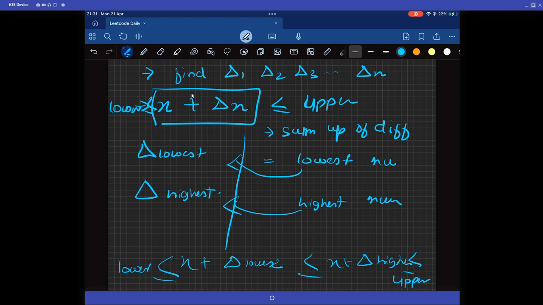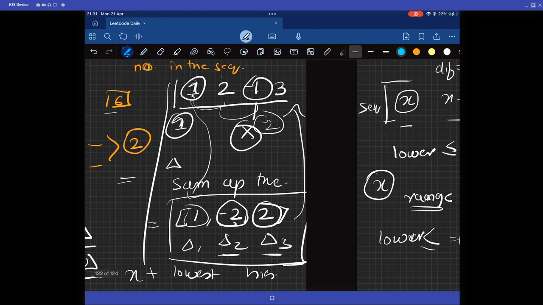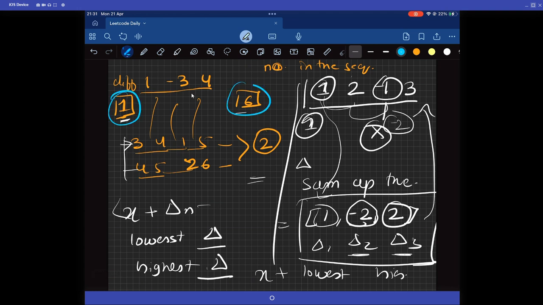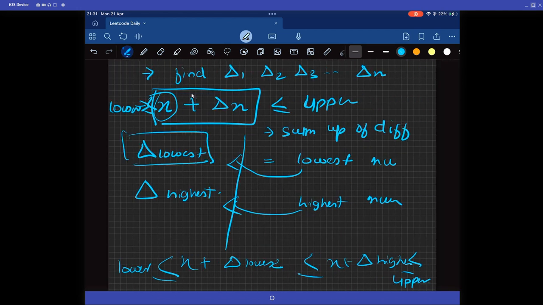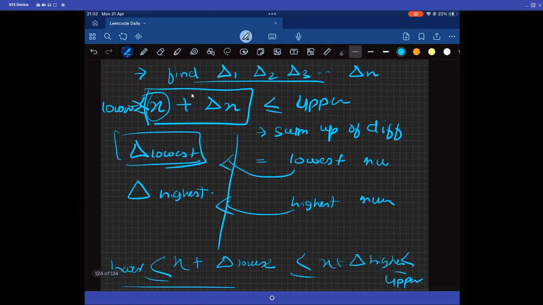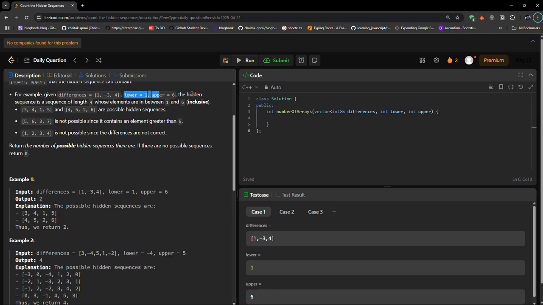So what is the x here? X is any number between the lower range and the upper range. So we can start with 1, then 2, then 3, then 4, then 5, then 6. We will iterate for each number between the lower limit and the upper limit, try adding the deltas of differences we have, and if it is in our range, then we will increment the counter. If it is not, then we will just skip to the next iteration of the for loop, right? So let us go to Leetcode and try to solve this.